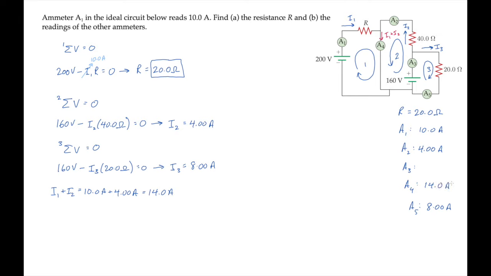Last, we can apply Kirchhoff's node rule to the node right above this current that I'll indicate in red. We see that currents I2 and I3 leave that node, so the red current entering it must equal the sum of I2 and I3. We add those together and find that it equals 12 amps, which is the current through ammeter 3.